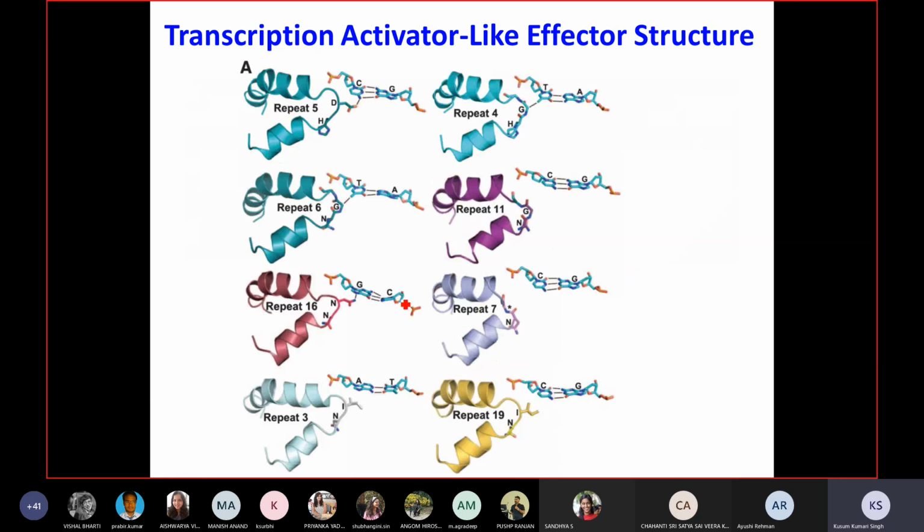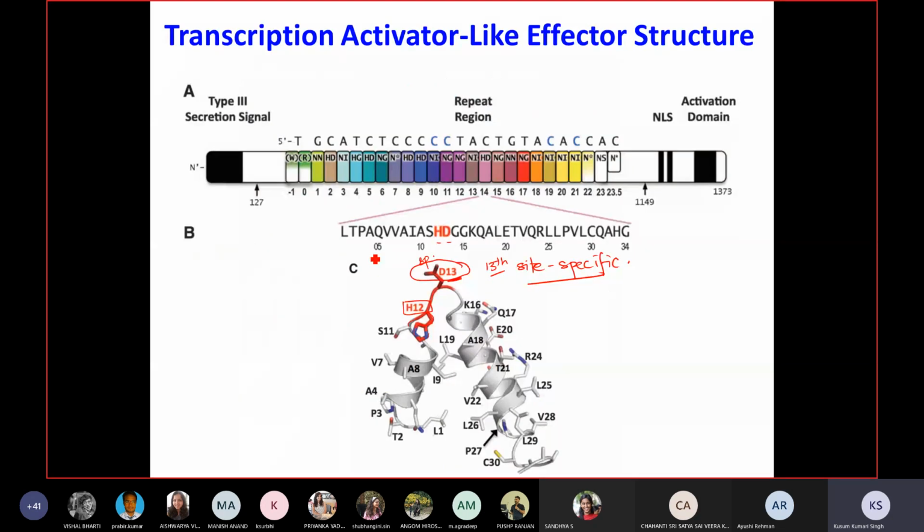So based on this, they were able to deduce which residues are present in whichever repeats. For example, here HD is shown, H folds back on the 12th and D is making contact with C. Then here HG, and this G is making contact with T, and so on and so forth. So these are the prominent structures which they were able to deduce from the crystal structure.